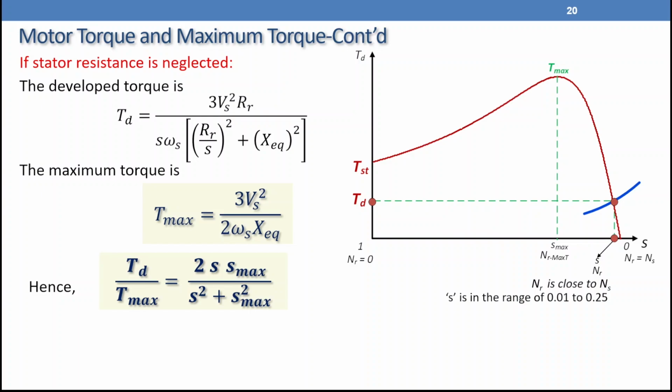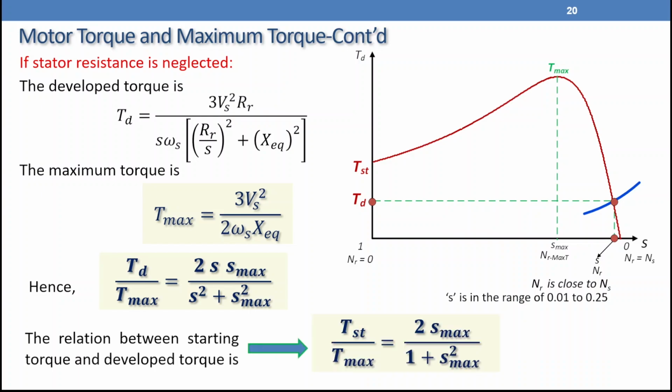And also you can find the relation between starting torque and maximum torque if you put S equals 1. In this case, torque starting with respect to torque maximum will be 2 S maximum over 1 plus S maximum square. And that one is only valid if the stator resistance is neglected.